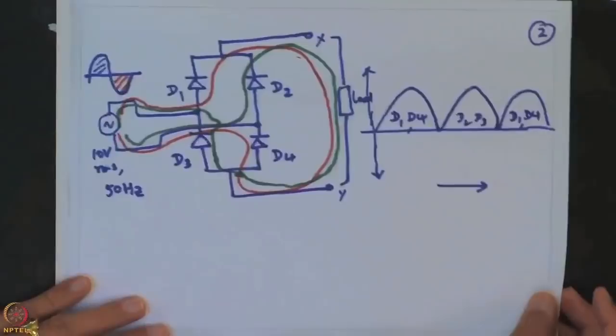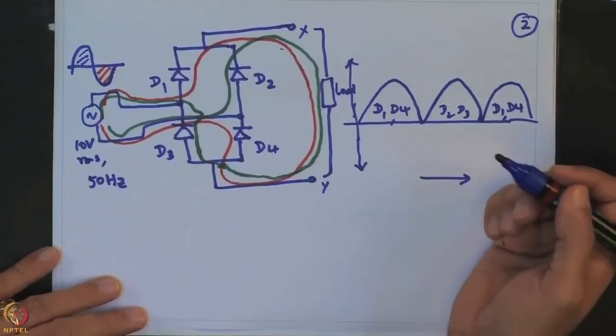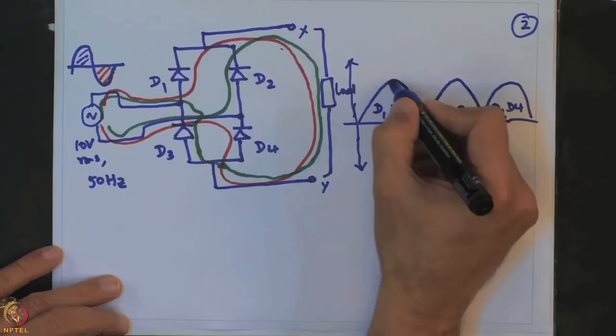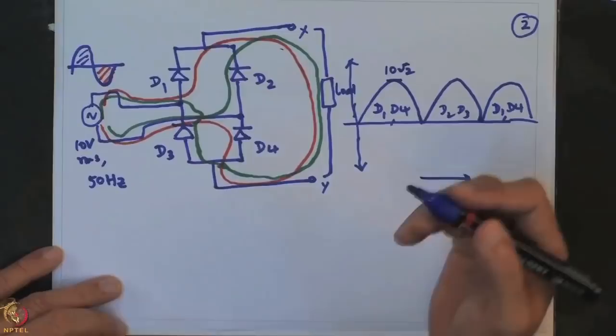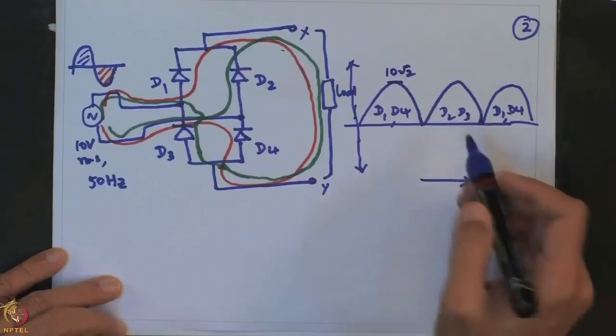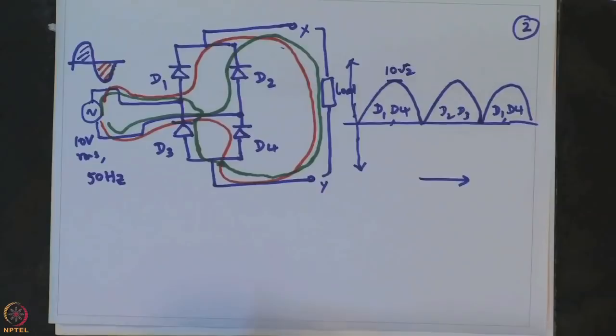All right, so now what would be the peak of this voltage, or approximately what can we say about this voltage? This voltage would have a peak value of about 10 root 2, or we can say that the average or the DC value of the voltage across terminals X and Y will be, let's say, somewhere midway between 0 and 10 root 2 volts approximately. And if I was to draw this voltage, I will probably draw it like this.